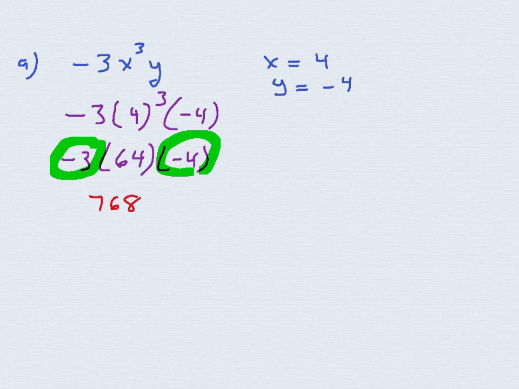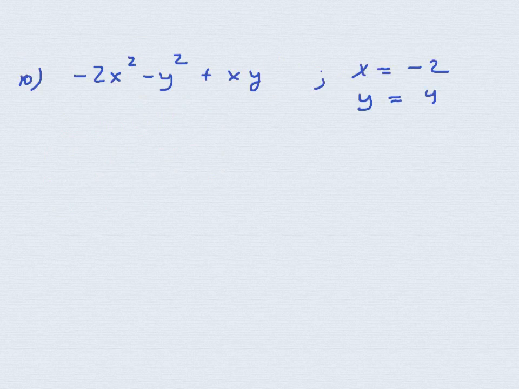So substitute, step by step, simplify. In the last step, you'll have your final answer. The last one's a little bit more complicated, number 10. Again, it pays to work in steps. Negative 2 x squared, so negative 2 with a negative 2 squared, minus the value of y, which is 4 squared, plus the value of x times y, so negative 2 times 4.